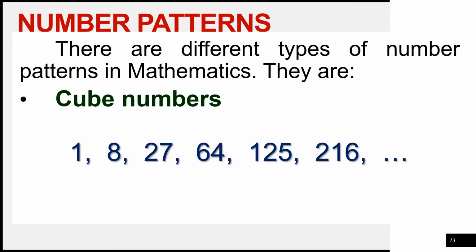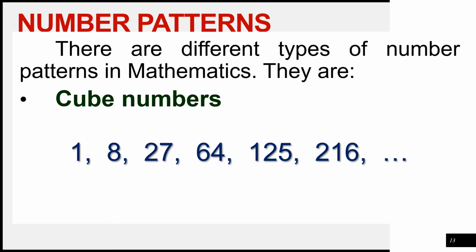Next are the cube numbers. This can be identified by multiplying an integer by itself twice. That means you will have to multiply the same number in a set of 3. Here are examples. We have 1, 8, 27, 64, 125, 216, and so on. We can get these numbers by multiplying the same number 3 times.